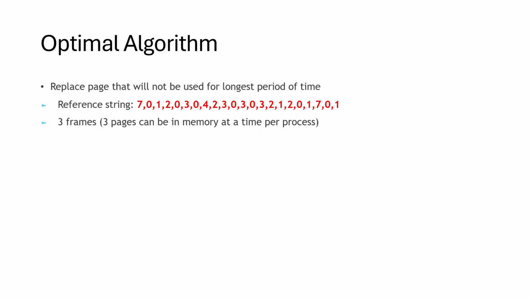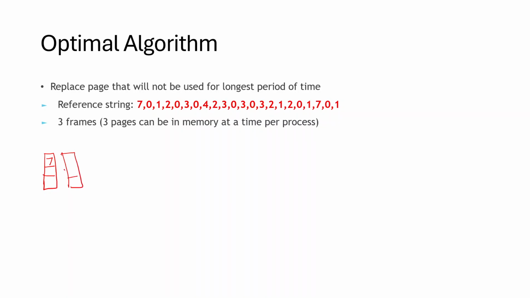Consider the reference string which we have used for FIFO, and the number of frames is also 3. So at the same time, the main memory can occupy only 3 frames. Now, we go with the problem solving. At first, the main memory is divided into 3 frames, and all the frames are empty. Page 7 comes. It is not available in the memory, so there is a page fault. We put page 7 in the memory.